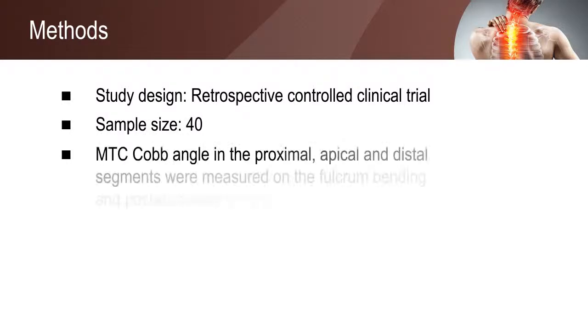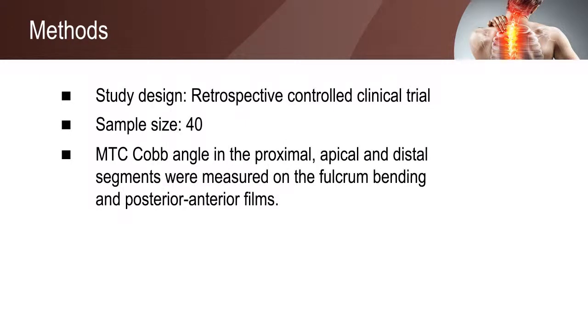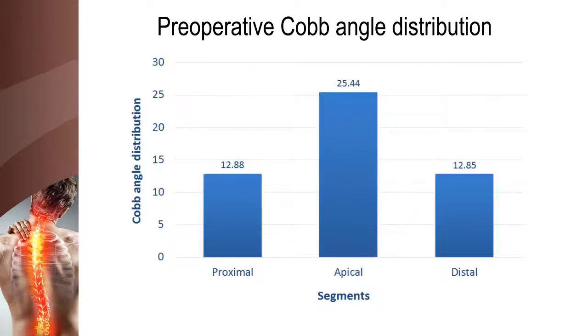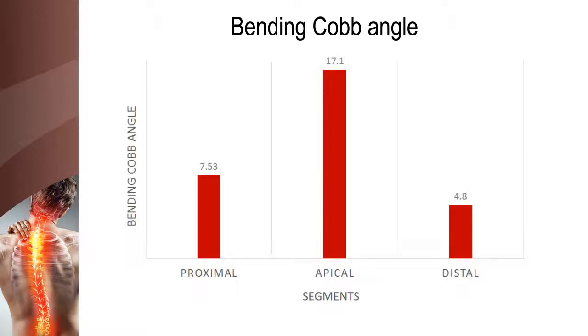The main thoracic curve Cobb angle in the proximal, apical, and distal segments were measured on the fulcrum bending and posterior, anterior films. The preoperative Cobb angle distribution was significantly higher in apical segment than in the distal and proximal segment. A remarkable increase in bending Cobb angle was noticed in apical segment than that in distal and proximal segment.